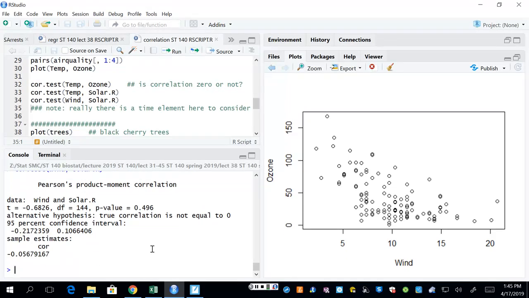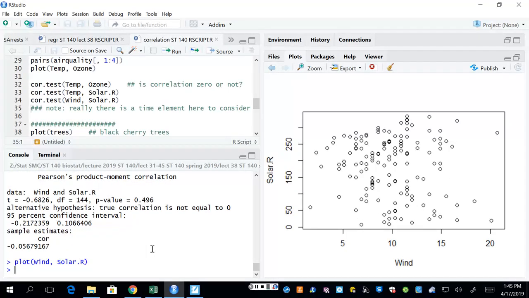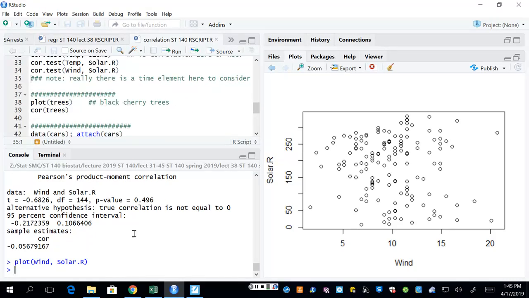Not so much. If we did a plot of wind and solar radiation, pretty random, right? Not necessarily seem so. Solar radiation is emissions of sunlight, and the wind, they have a correlation that's slightly negative, but not significantly different from zero. So you could do a number of things with correlation.